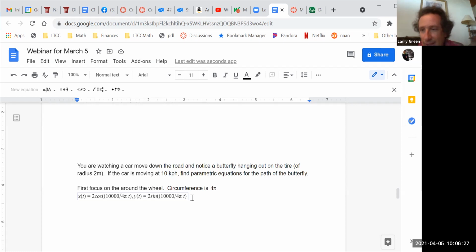So let's do the easy one first. The easy one is y, because the center is not changing. Do you agree? Where's the center of the tire in terms of the y variable? It's pretty easy. It's 2 meter radius, so the center's up 2 from the bottom. So we need to go 2 plus. Any questions?